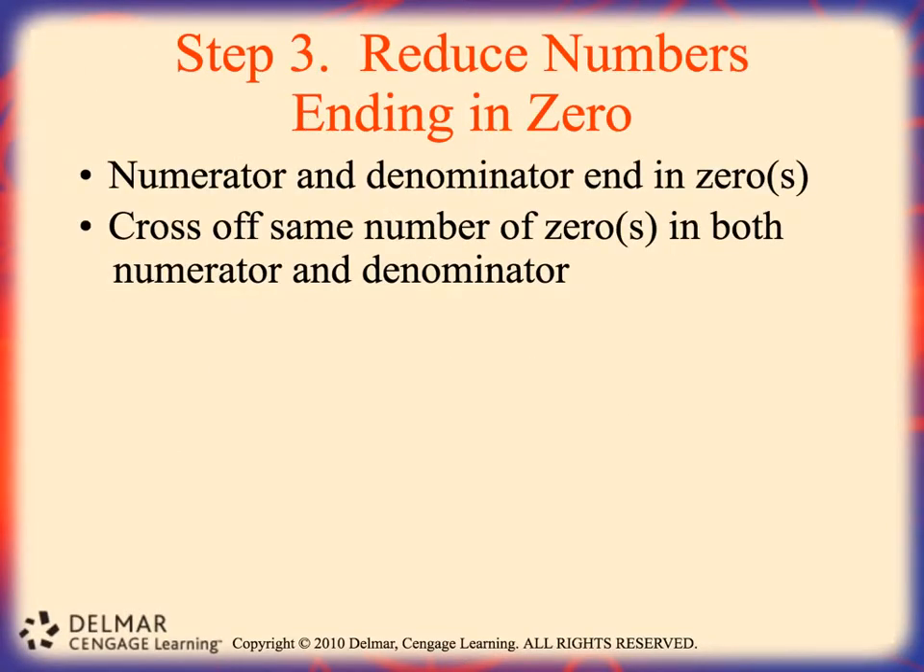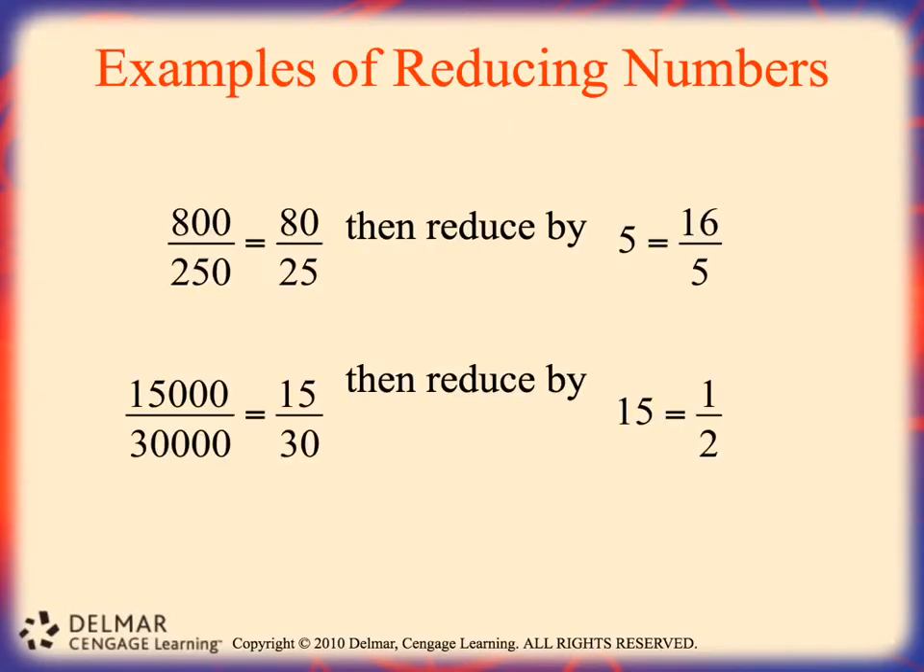We can also reduce numbers by getting rid of zeros, the same number of zeros in both the numerator and denominator. For example, if we've got 10 over 100, we can get rid of a 0 in both of those, and that becomes 1/10. And here is an example of that. We've got 800 over 250, get rid of that 0 and that 0, and it becomes 80 over 25.